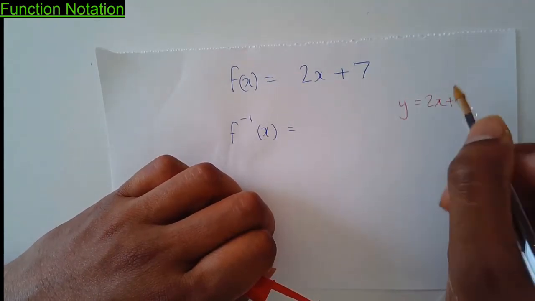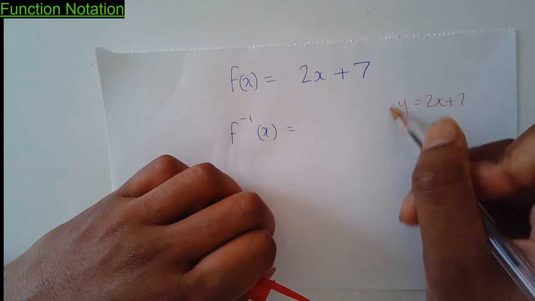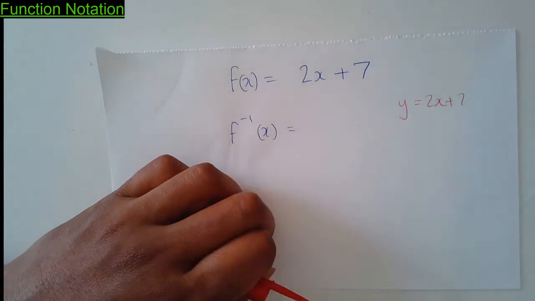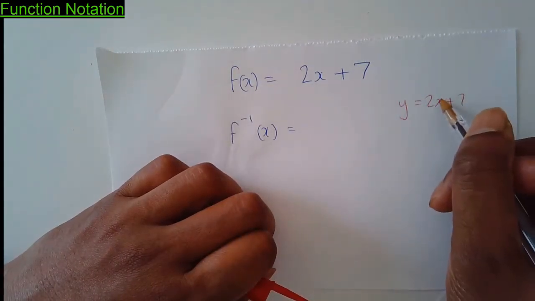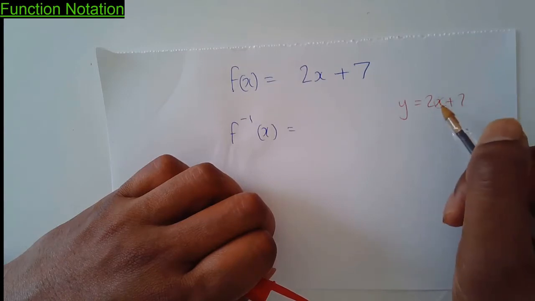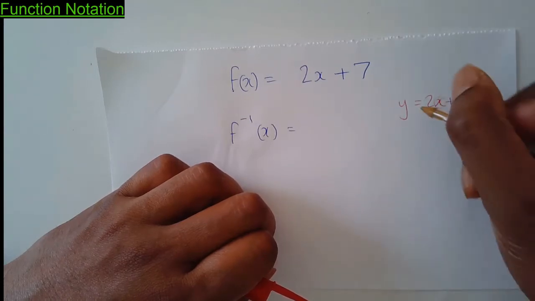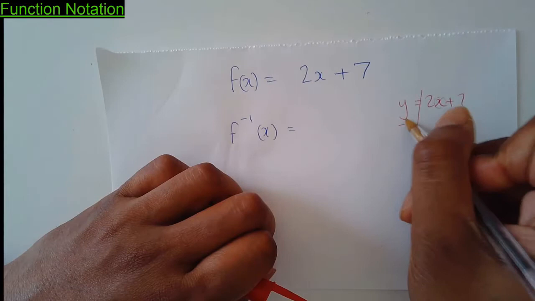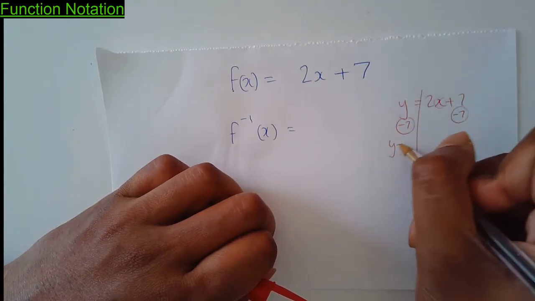At the moment, y is the subject of the formula. There's a separate video for making the subject of the formula. But right now, I want x to be the subject of the formula. I want that on its own. So what I do is get rid of plus 7. The opposite of plus 7 is minus 7. What do we do on this side? Do it on the other side. So you've got y minus 7.